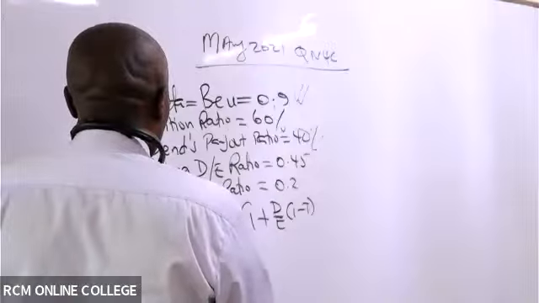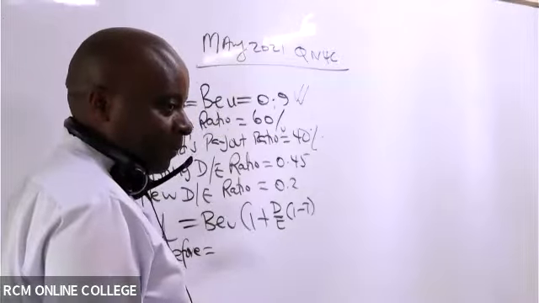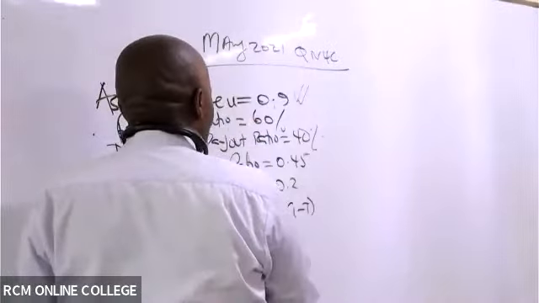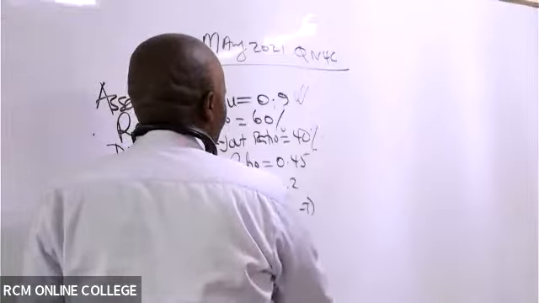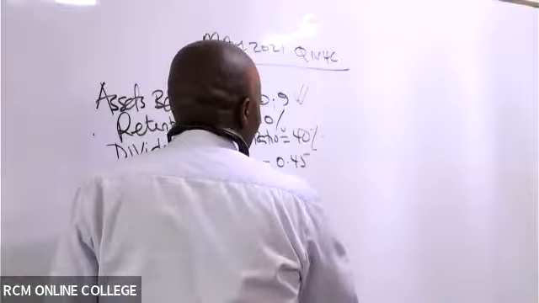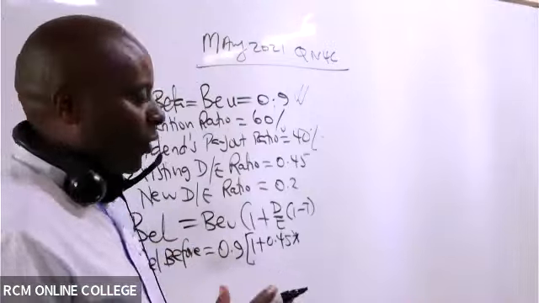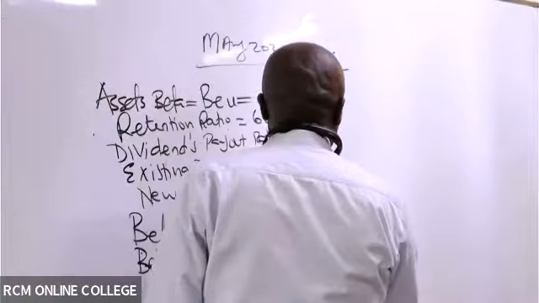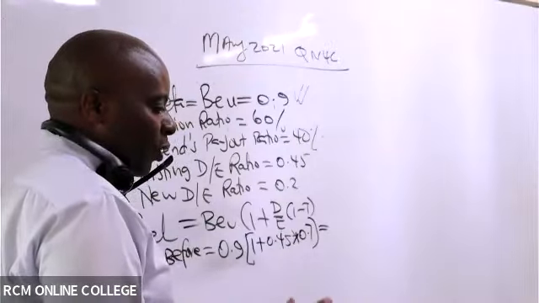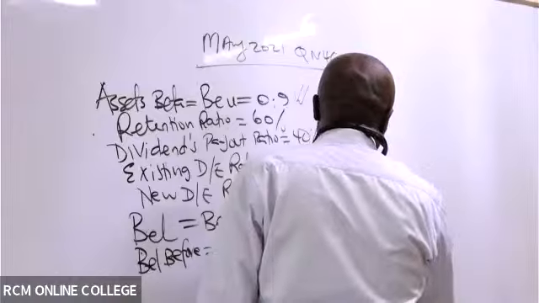We'll start with BEL before. I know the beta equity of the unlevered firm, which is 0.9, times 1 plus debt to equity before. Before is the existing one, so this is 0.45 times 1 minus tax. Our tax is 30%, so 1 minus 30% gives me 0.7. Then use your calculator slowly. That gives 1.1835. Thank you very much.